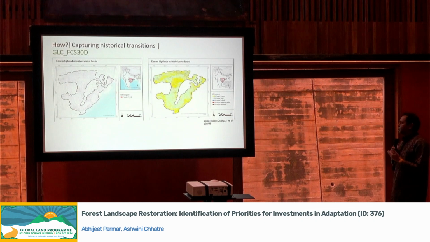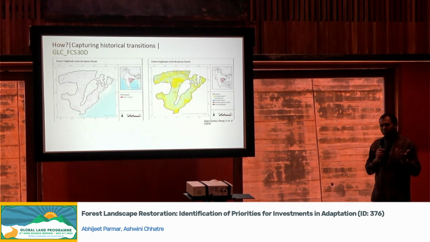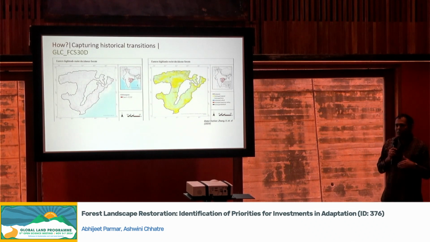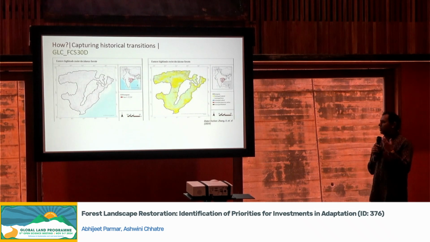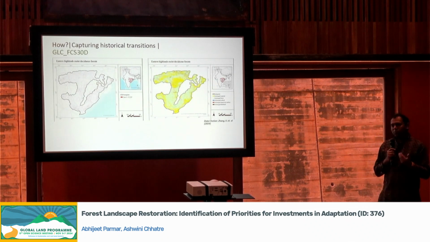We used the GLC-FCS30D product, which is a yearly land cover change product. We studied the different pathways of transition, where in the past there was a forest which transitioned to a non-forest cover and then again became forest. These historical pathways we took into account, and extracted the covariates which influenced this transition. By combining these pathways and covariates, the model was trained to generate which pixels have a high probability of getting restored in the future.